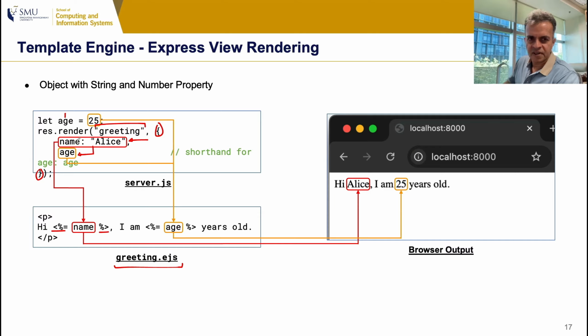Remember the way of dynamically creating an object. Just start with brace, end with brace. In there you have the property name and its value, but if the property name happens to be a local variable, you don't have to specify the value. You can just use the name, the property name. It'll take the value from the local context, local scope. So once that is there inside EJS, because you're calling it using render, it knows that name is actually Alice, age is actually age, which is 25. So hi Alice, I'm 25 years old.